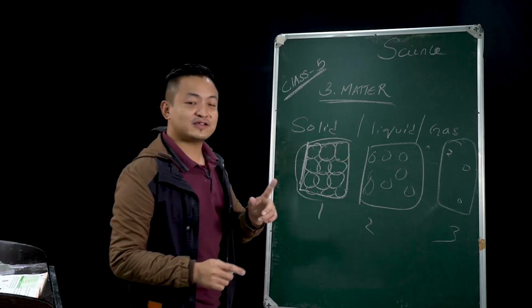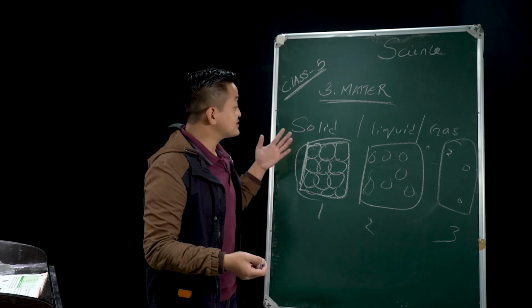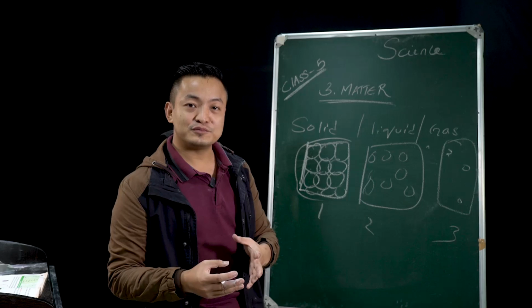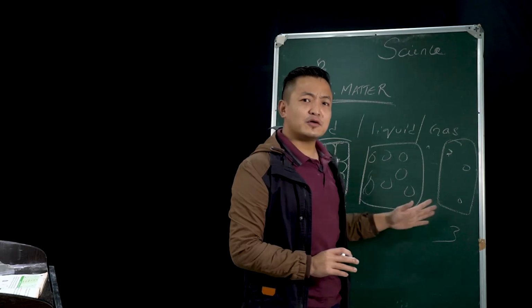Okay? I'll repeat it again. If I'm repeating, it means this is important. Clear? A solid is a matter that has a definite shape and a definite volume. Clear? Okay, now let's talk about the second one.